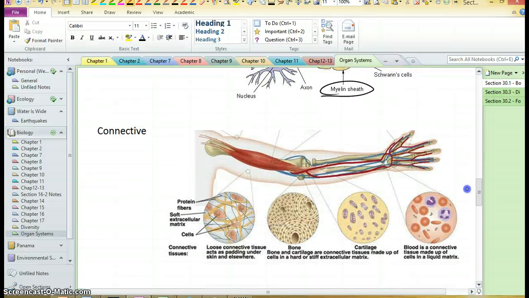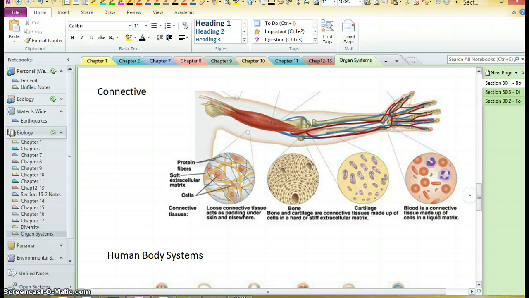I already talked about connective tissue up above, so here it is again. Again, that connective tissue: ligaments, tendons, fat, or adipose tissue, bone, cartilage, and blood.